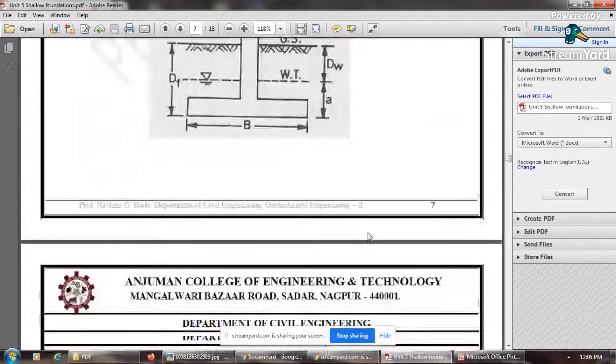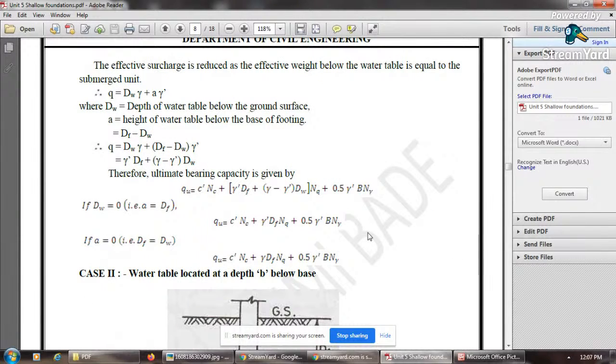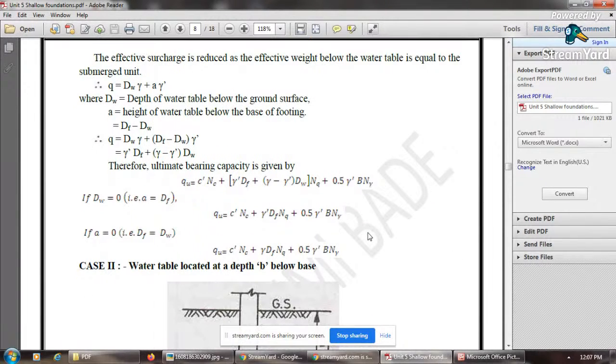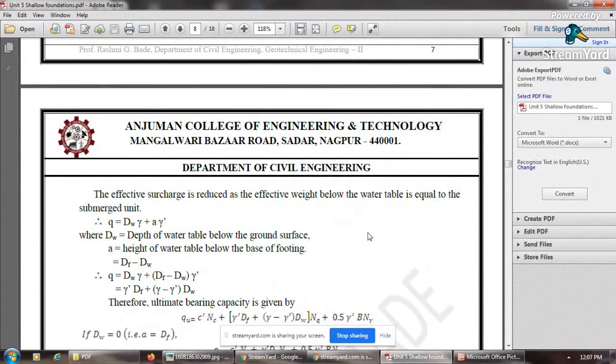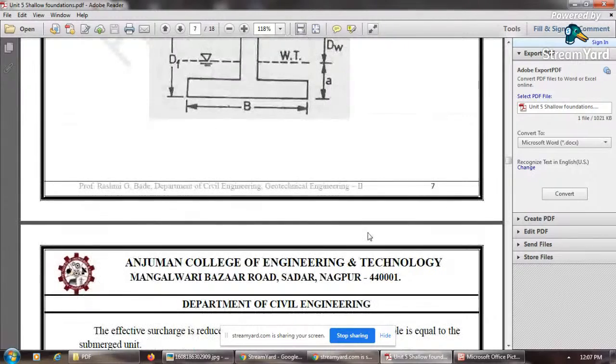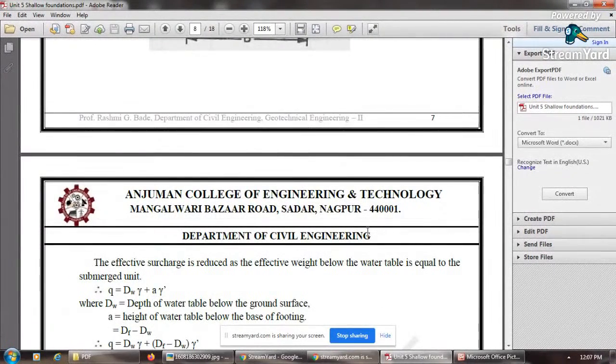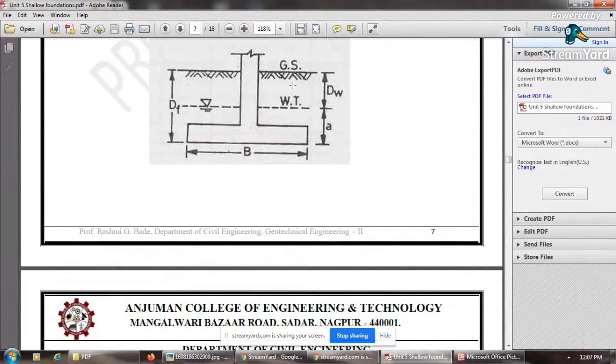So let us see what happens when it is located there. The effective surcharge is reduced as the effective weight below the water table is equal to the submerged unit weight. Therefore, q equals dW gamma plus a into gamma dash. So q is the surcharge. It is given by dW gamma, so this is your dW into the unit weight of the soil which is dry. We can say that it is a bulk unit weight. So that will be gamma into dW.